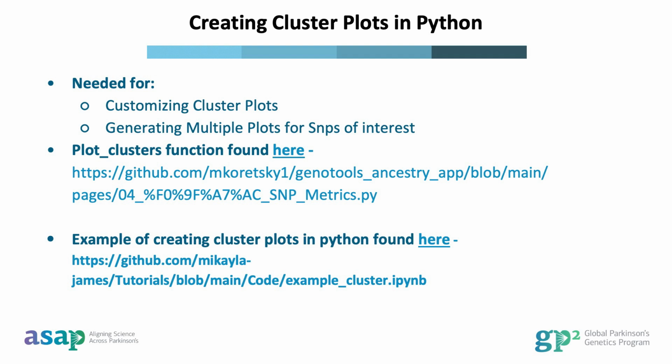There are instances where you want to customize a plot or generate many cluster plots at once. For those instances, you can create cluster plots in Python. The code behind the cohort browser can be found here. You can copy the function plot cluster into your own Jupyter notebook. An example of customizing cluster plots can be found here. Please note that due to space limitations, the SNP metric data is not available in the GP2 bucket. However, it can be made available upon request.